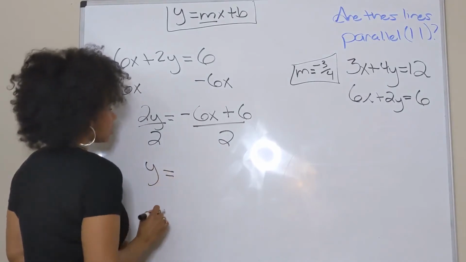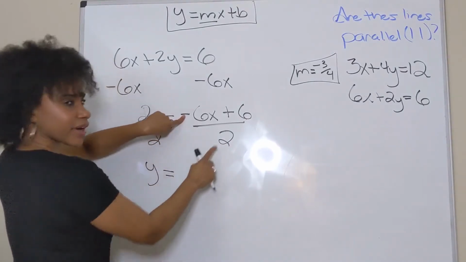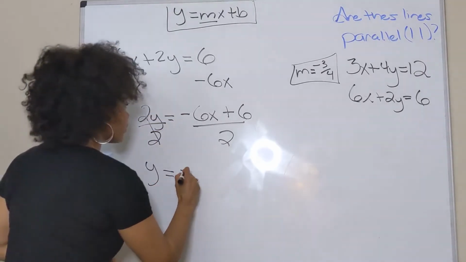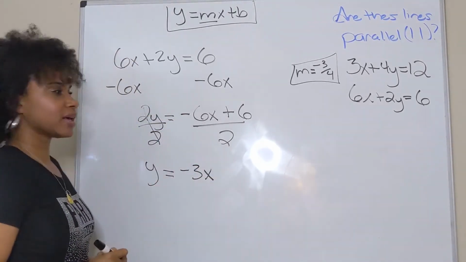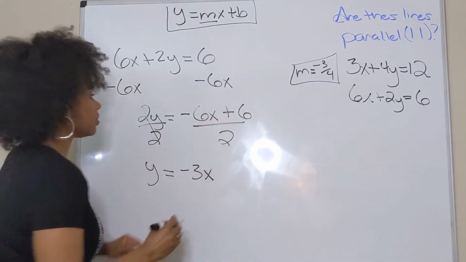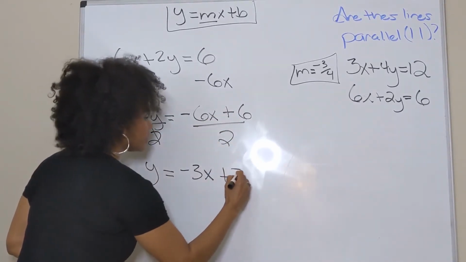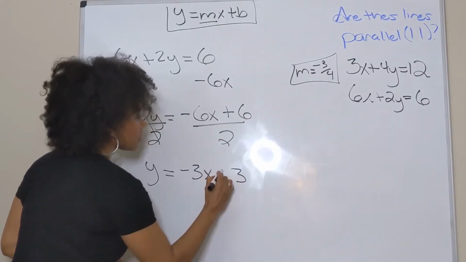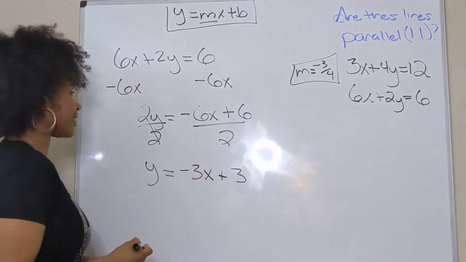y equals negative 6 divided by 2. So in this case, I can reduce. That will give me a negative 3x. And then 6 divided by 2 will give me positive 3. I wrote positive 3, but I put negative 3. All right. So plus 3.